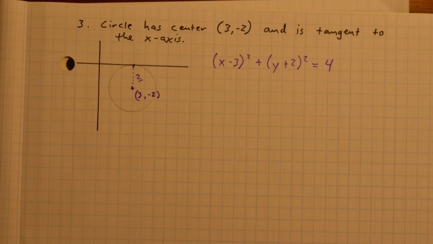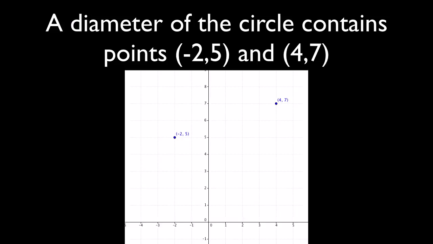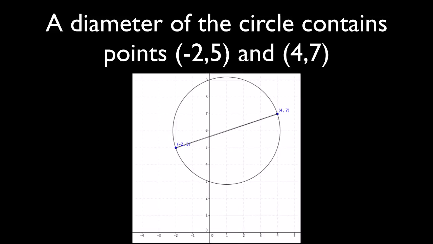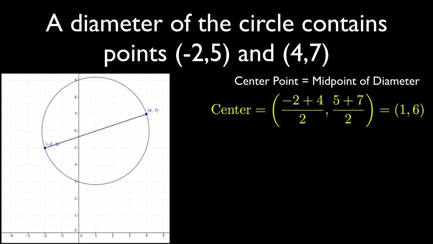We'll do one last example, and it's kind of a doozy, so get ready. Let's say the diameter of the circle contains points (-2, 5) and (4, 7). So of course, you'll want to graph this to see what's going on. And we know that these points form the diameter of our circle. And so we'll need to find the center point. Well, in this case, the center point is just the midpoint of the diameter. And if you remember your midpoint formula, that means the center point is at (1, 6).